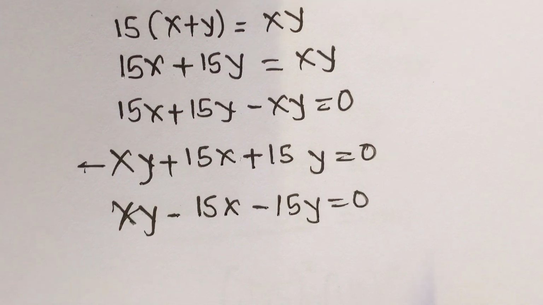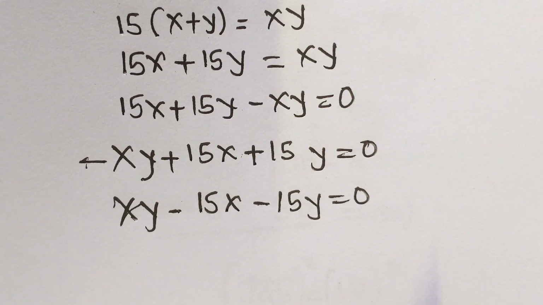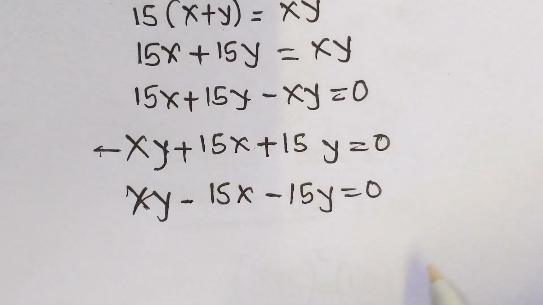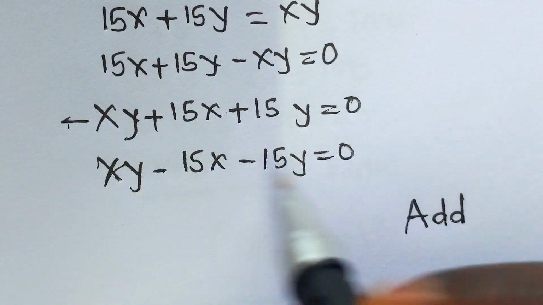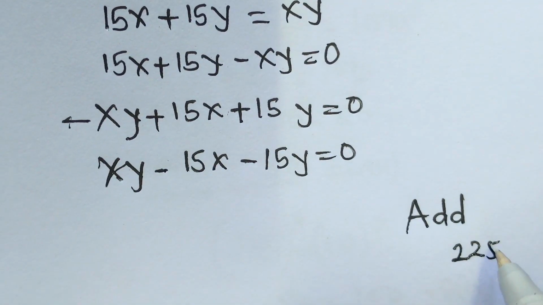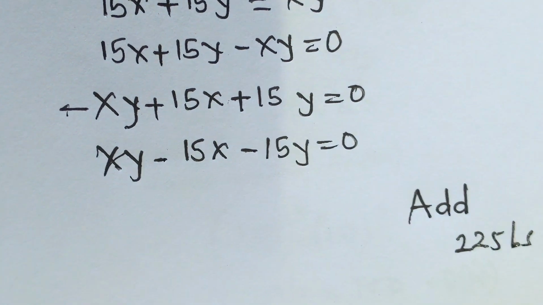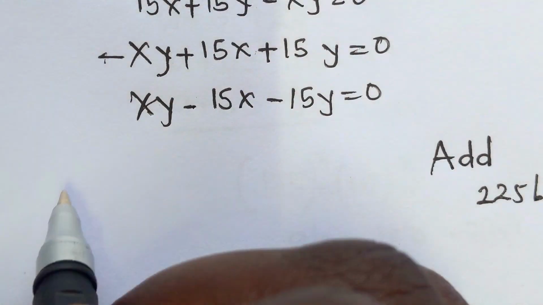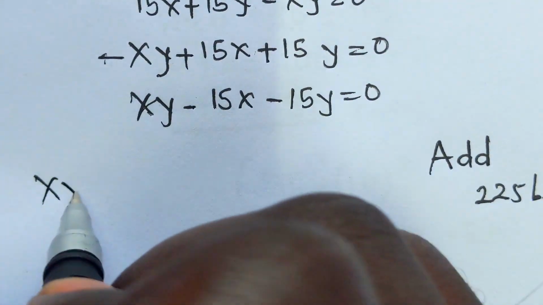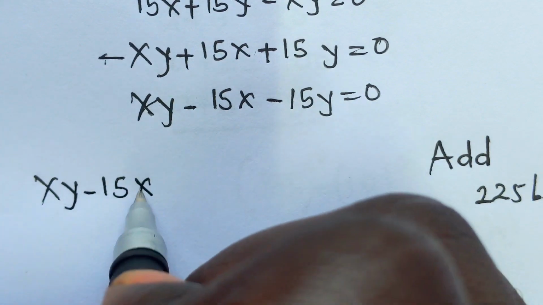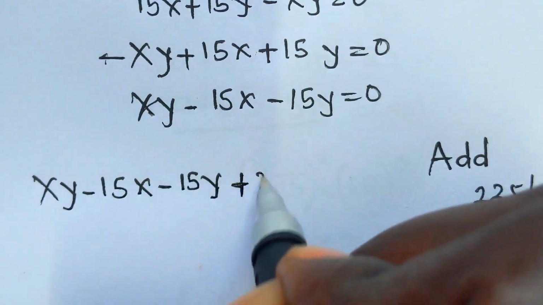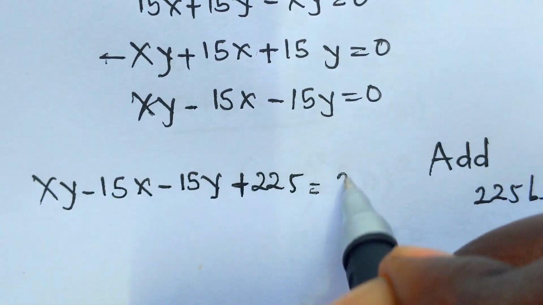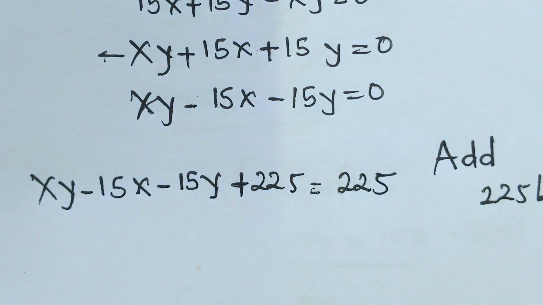Then at this stage, what can we do in order to simplify this question? We can add the square of 15, which is equal to 225, on both sides. Then we shall write this as xy minus 15x minus 15y plus 225 equals 225.